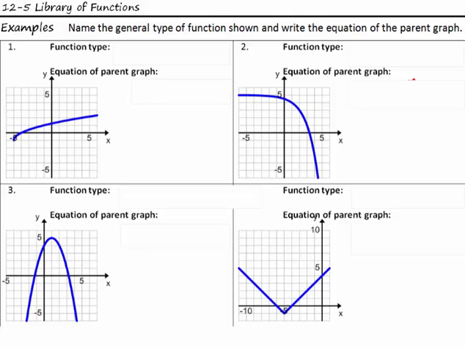Okay, so now we're going to get a little bit more in depth. We're going to review each one of these, but you'll notice each of these graphs matches one of our library graphs on the other page, but they're all shifted around and something has happened to all of them. So our first graph up here, number 1, we have half of a sideways parabola, so that's our square root function.